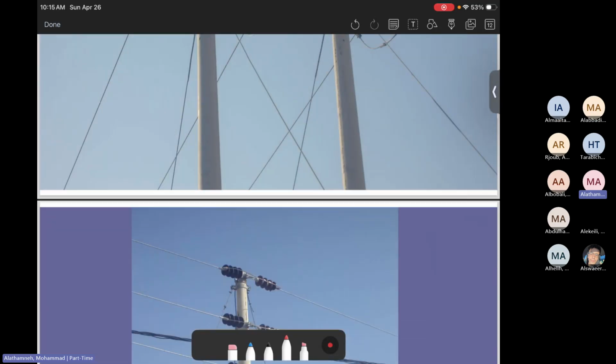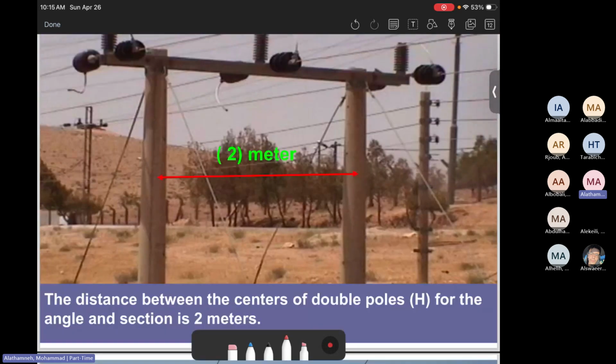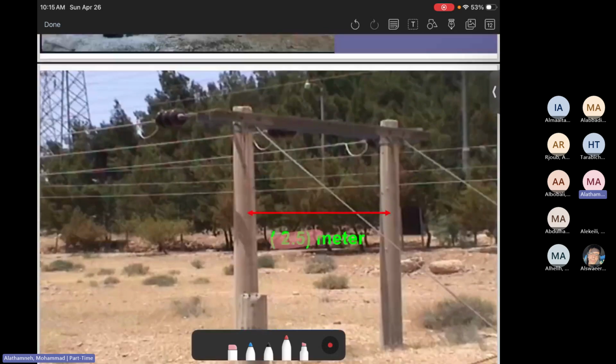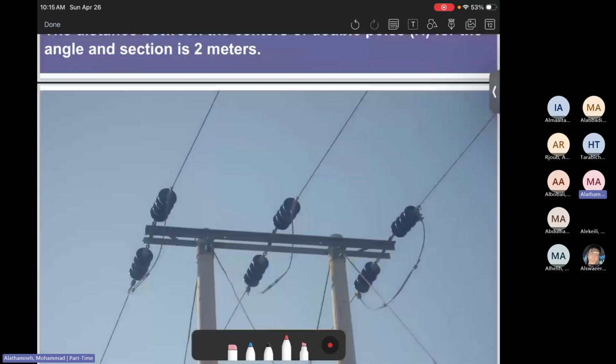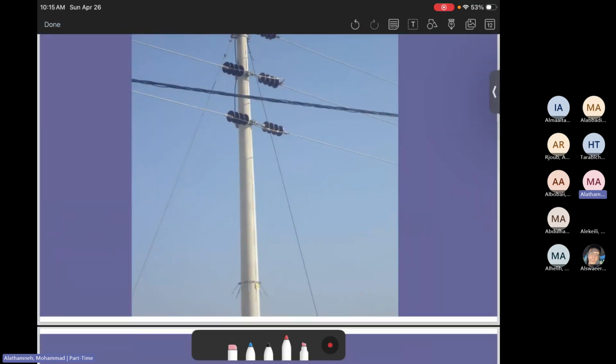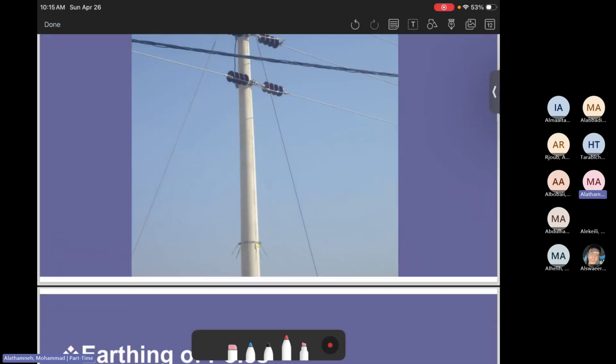Here again is a double pole, suspension. This one is tension, this is tension as well, and this is suspension. Then this is a single pole, tension as well.